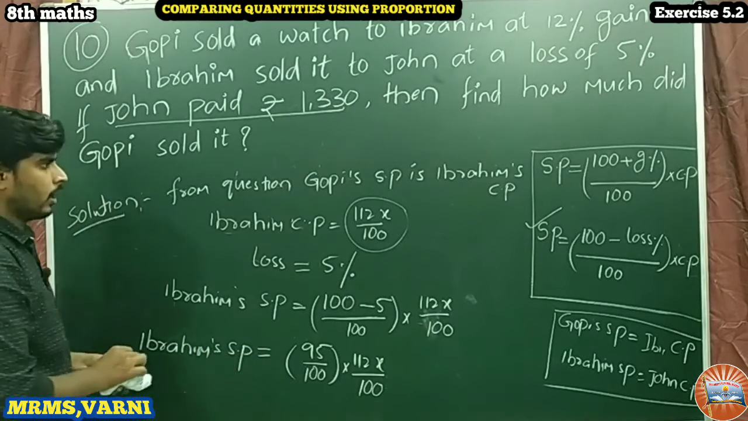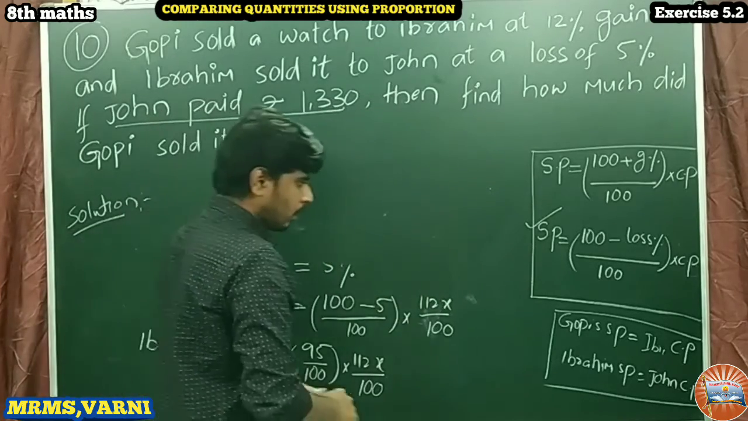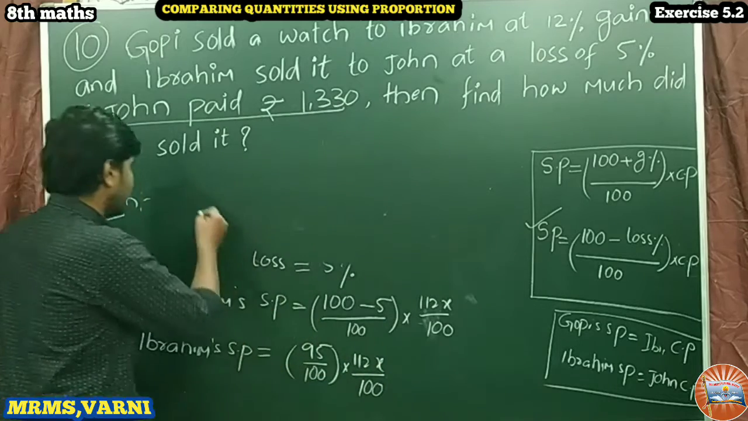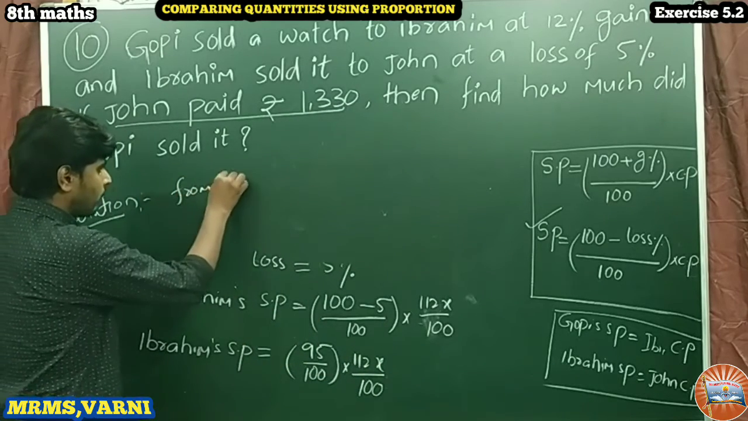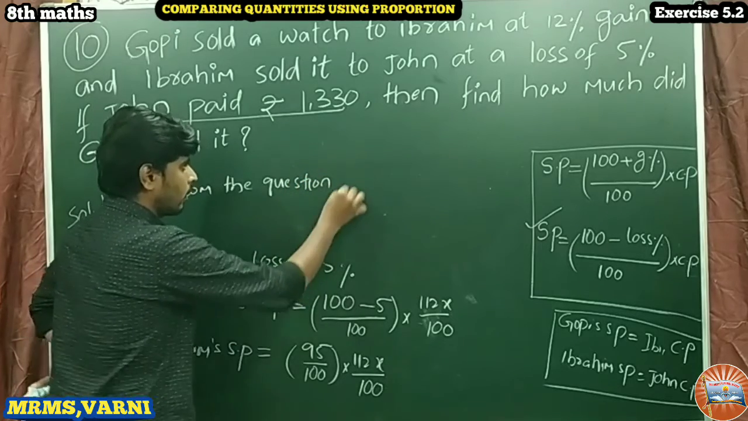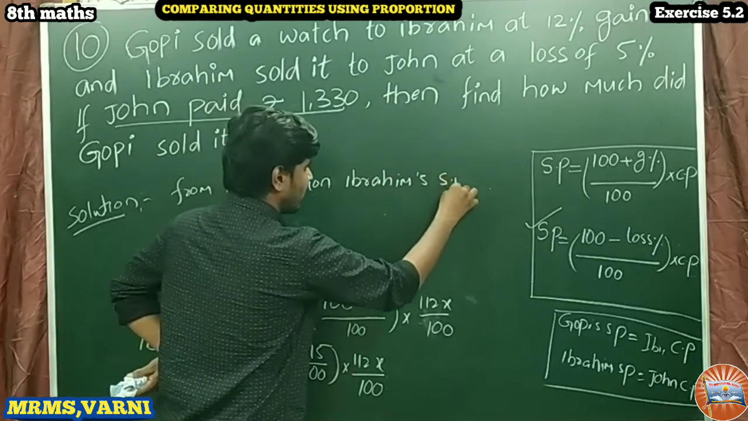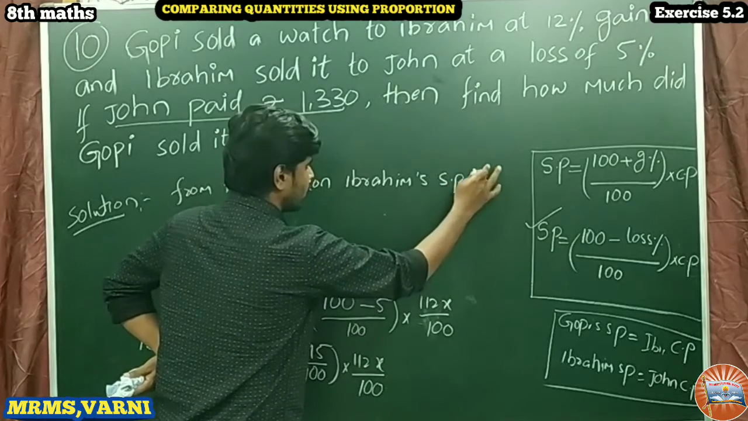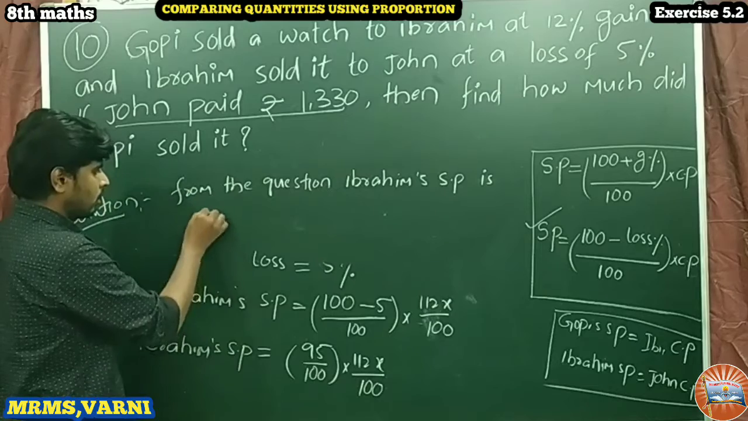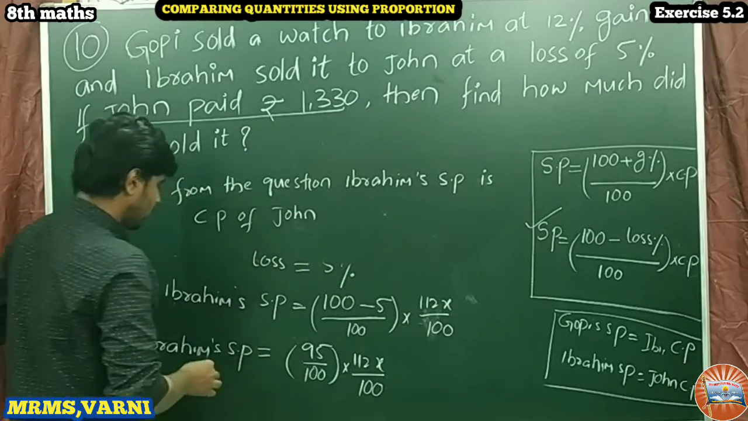SP. Okay. So we have already written here Ibrahim's SP is equal to John's CP. So let us write here one more time. From the question, Ibrahim's SP is the CP of John. Okay, right.